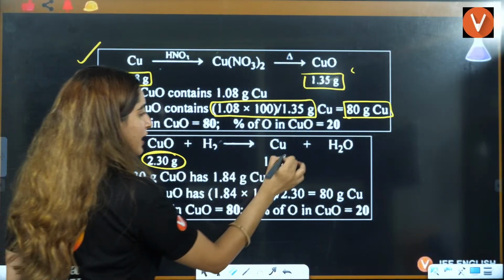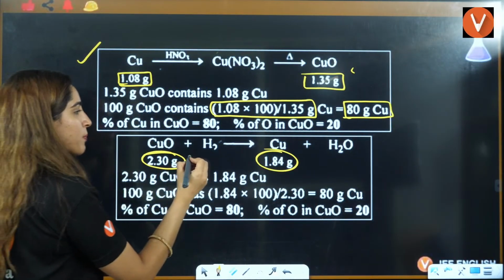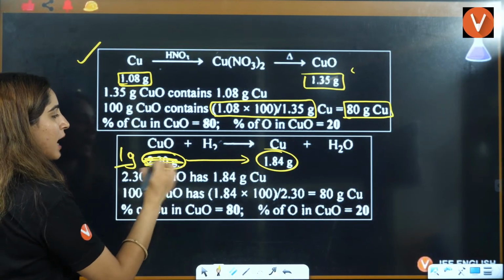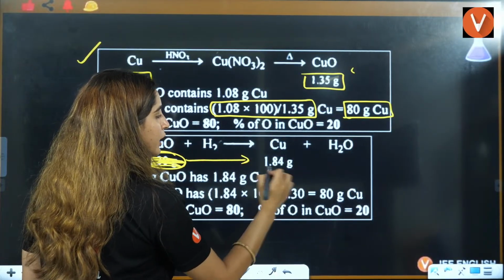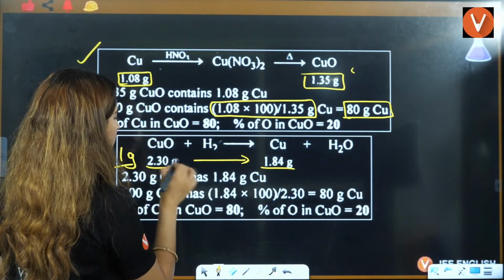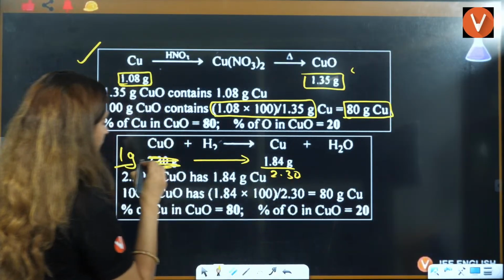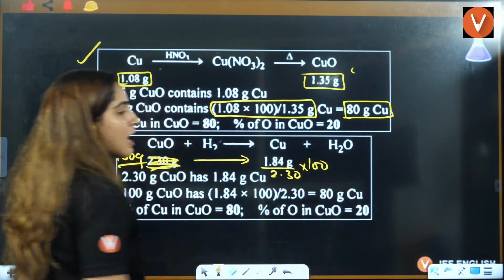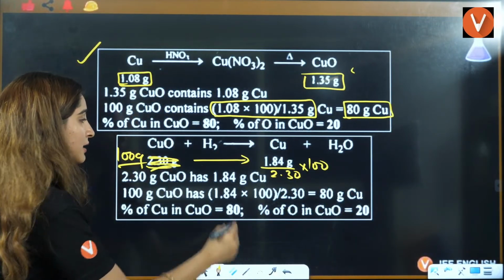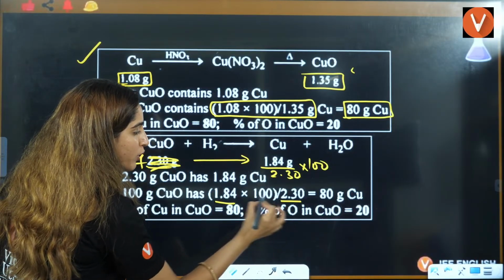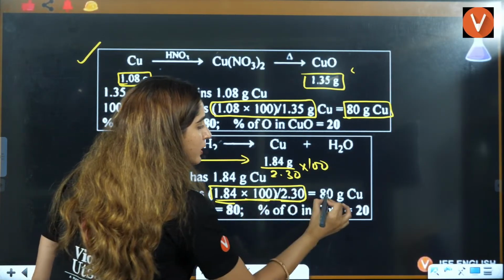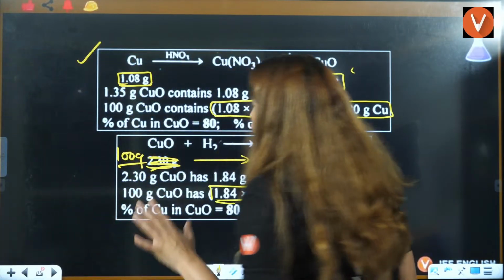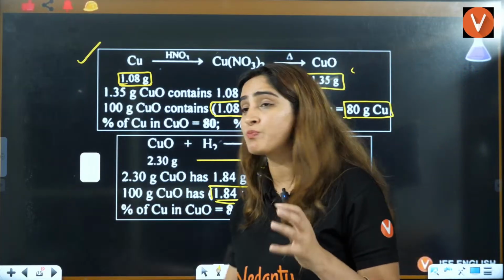This is copper oxide. This is copper. This much of copper oxide is giving you this much of copper. So 1 gram will give you 1.84 divided by, what is this? 2.30. So this is 2.30. 100 gram will give you, this is multiplied by 100. And this is how you have your answer. That is 1.84 divided by 2.3 multiplied by 100. And you will again get 80 gram of copper. That is the same amount of copper you are getting in both the experiments, right?